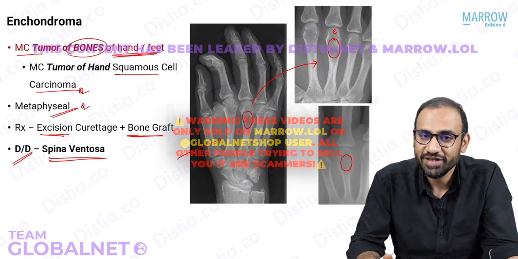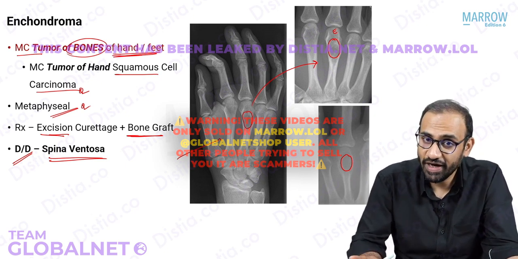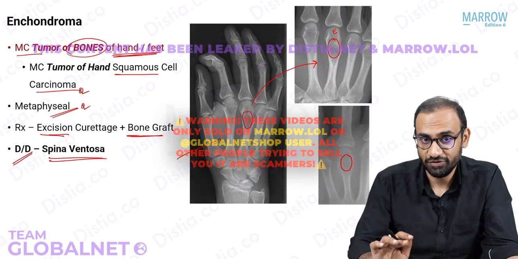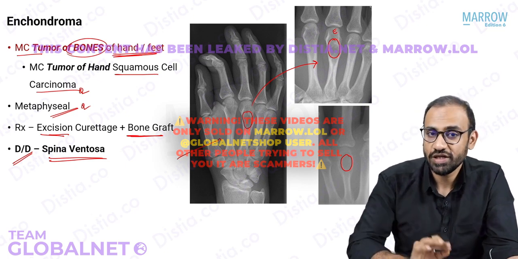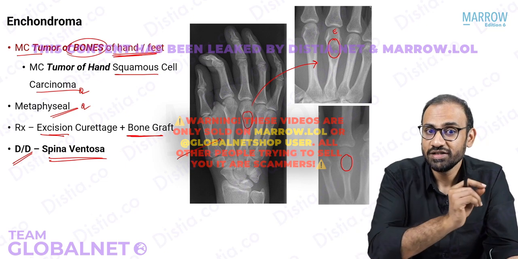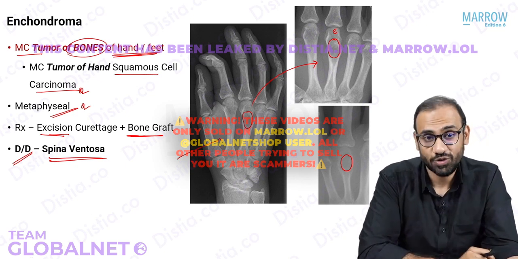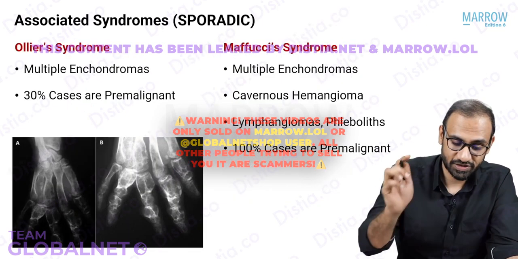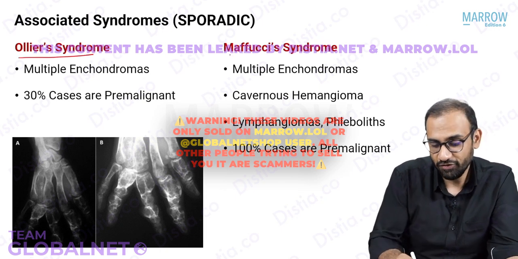This is how they will appear on X-ray. So, most common bone tumor of the hand, most common tumor of the hand. Be careful. Now, there are syndromes associated with enchondroma, just like there was a syndrome associated with osteochondroma, like diaphyseal aclasis. What are these syndromes? Ollier syndrome and Maffucci syndrome.